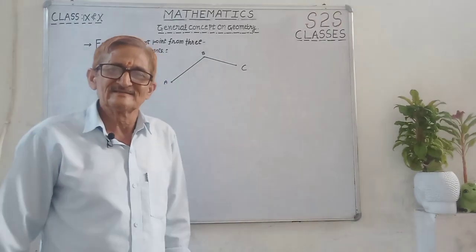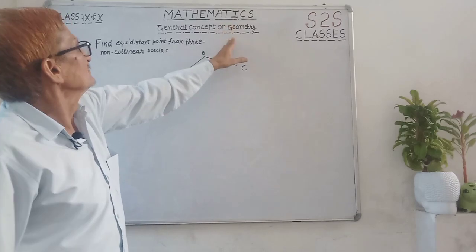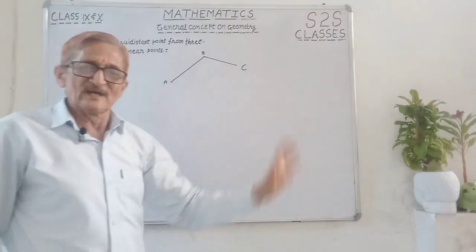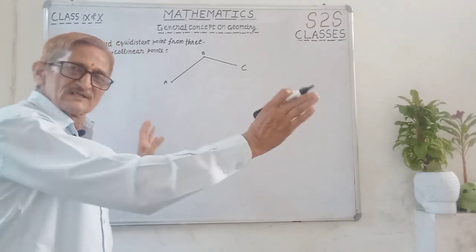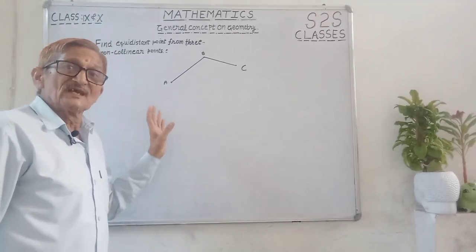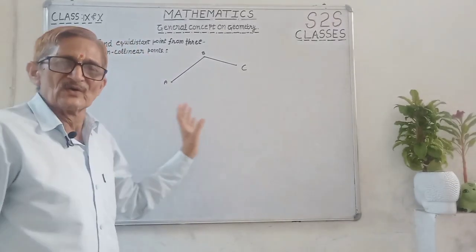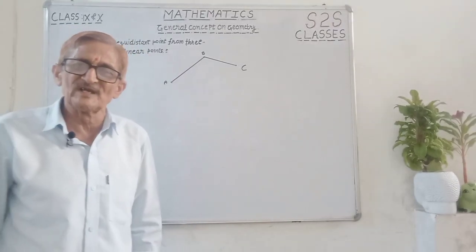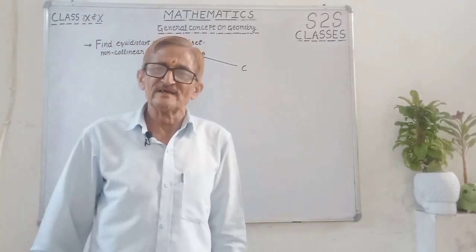This is for 9th-10th. It is a geometrical concept, a general concept. The concept is: if 3 non-collinear points are given, find the equidistant point from the 3 non-collinear points. Non-collinear points means points which are not on a straight line.